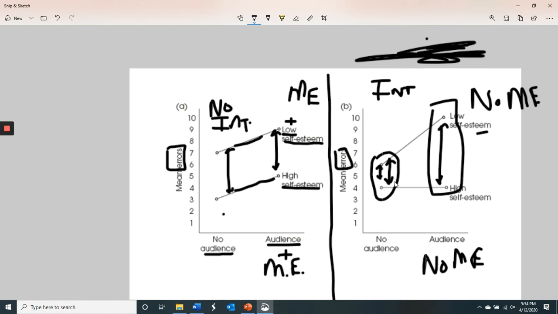If you want to say in the no audience condition, there's not much of a difference for self-esteem, but in the audience condition, the difference between low self-esteem and high self-esteem gets really large, you can do that if you want to. So again, that's an interaction. A non-parallel line, and the effect on the DV depends on these two variables working together. Audience, no audience, and self-esteem work together to produce these results.